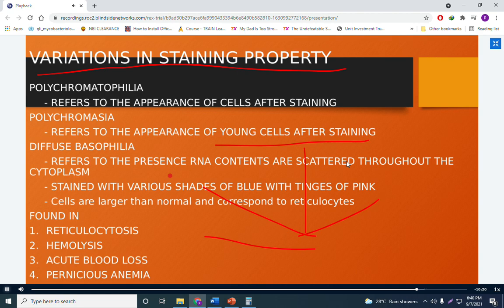So this refers to the presence of RNA contents scattered throughout the cytoplasm, stained with various shades of blue, with tinges of pink. And cells are larger than normal and corresponds to reticulocyte. So usually this is seen class in your young cells. Kasi remember, di ba, basophilic siya, maraming RNA content. Tapos, meron pa siyang large pa yung size niya. Then this is usually found in your reticulocytosis, hemolysis, acute blood loss, and pernicious anemia.